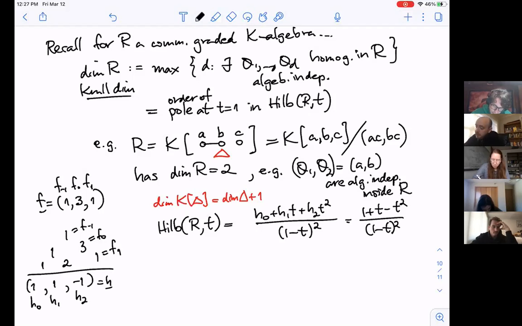And the point is that this is a rational function, which we knew it was going to be. For Stanley-Reisner rings, we even know that the smallest denominator is going to be that. And the order of the pole at t equals 1 is 2, because in that numerator, when you set t equals 1, you get 1 plus 1 minus 1, which is 1. And that's the f1, the number of d minus 1 dimensional faces. So you know exactly what the order of the pole is.